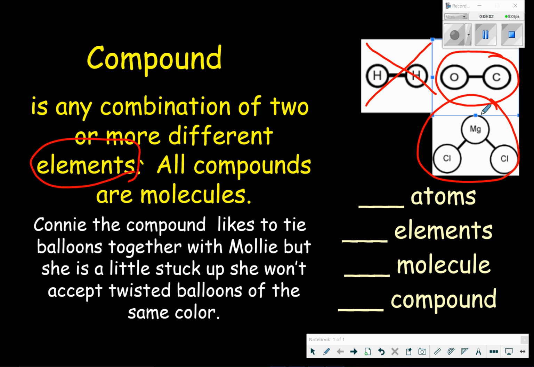So again, how many atoms are here? 1, 2, 3, 4, 5, 6, 7 atoms total. There are 5 elements, just the same as there were last time. There are 3 molecules, but there are only 2 compounds because H2 is not a compound.